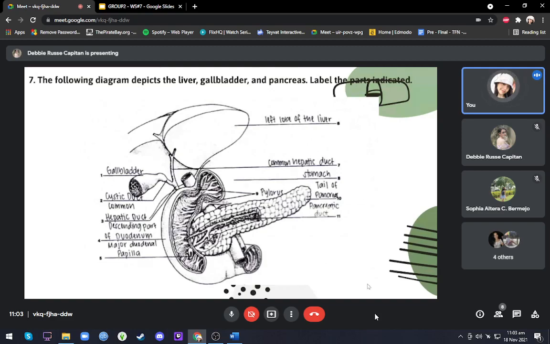Number 7, as you can see on the screen, the following diagram depicts the liver, gallbladder, and the pancreas. Number 1, gallbladder. Number 2, the cystic duct. Number 3, the common hepatic duct. Number 4, the descending part of the duodenum. Number 5, the major duodenal papilla. Number 6, the left lobe of the liver. 7, the common hepatic duct. 8, the stomach. 9, the pylorus. 10, the tail of the pancreas. 11, the pancreatic duct.